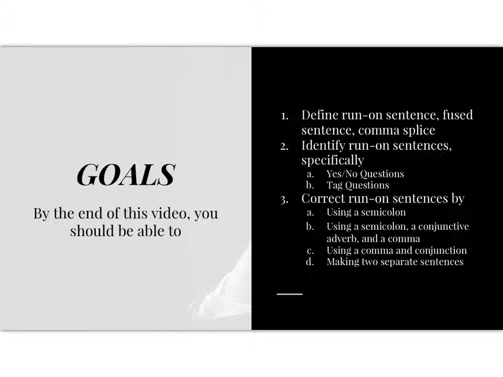So the goals, by the end of this video, you should be able to do three big things. Define what a run-on sentence is, what a fused sentence is, and what a comma splice is. You should be able to identify those run-on sentences, specifically by using the yes-no test or a tag question test. And then you should be able to correct a run-on sentence by using one of the four ways listed here. So you can use a semicolon and a conjunctive adverb, a comma and a conjunction, or by making two separate sentences. So those are the three big things by the end of the video.